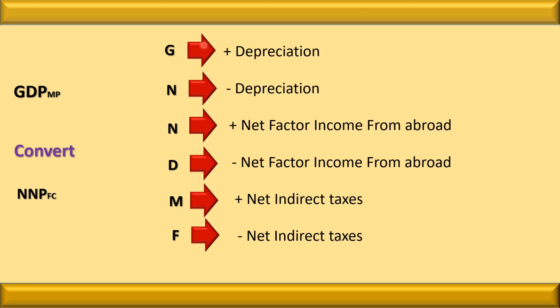For the first pair we have to consider depreciation, plus depreciation, minus depreciation. For the second pair we have to consider net factor income from abroad, plus minus. Firstly we have to add net factor income from abroad, then we have to deduct net factor income from abroad. Third pair, net indirect taxes, plus net indirect taxes, minus net indirect taxes. Clear?